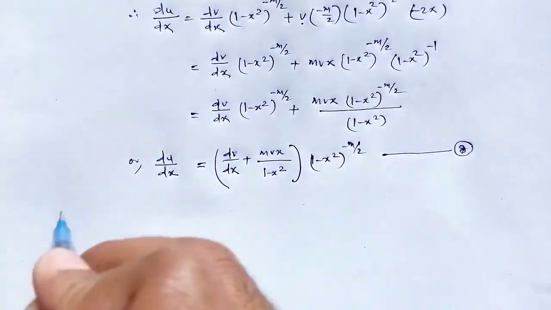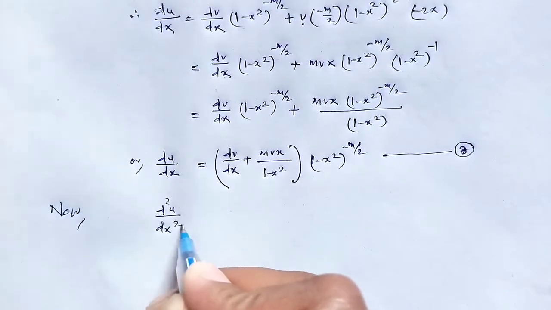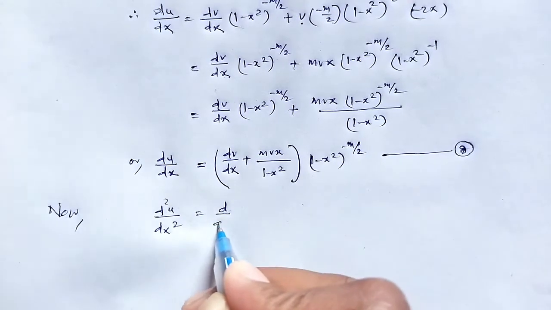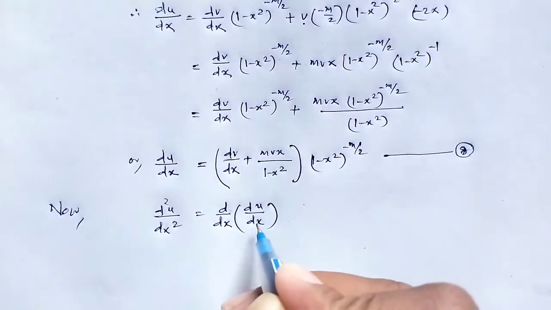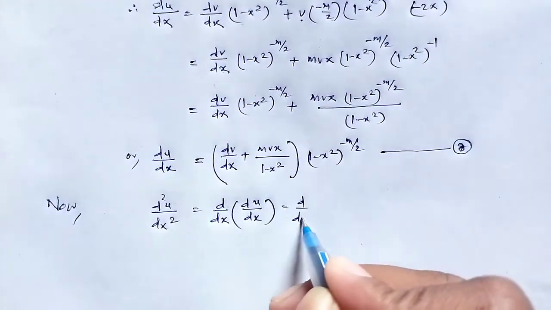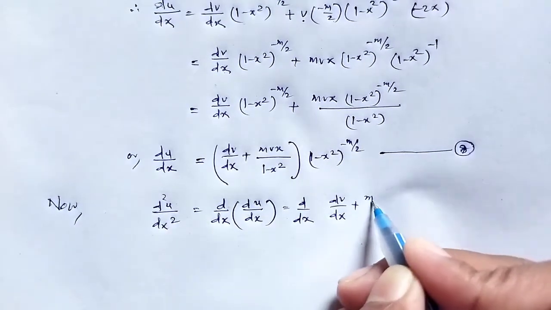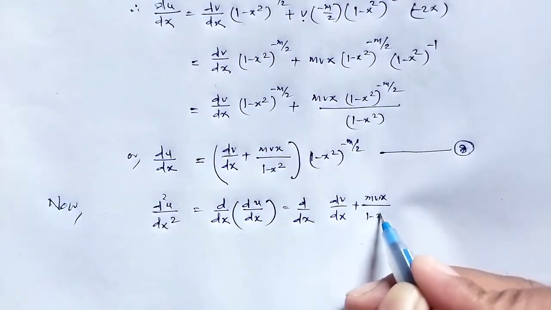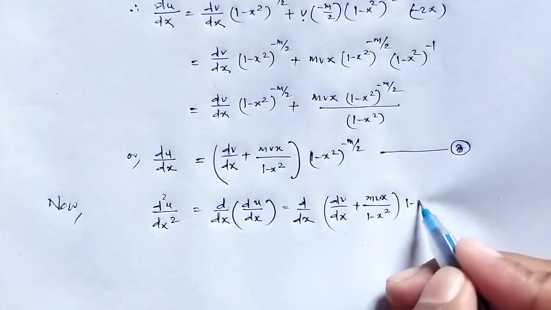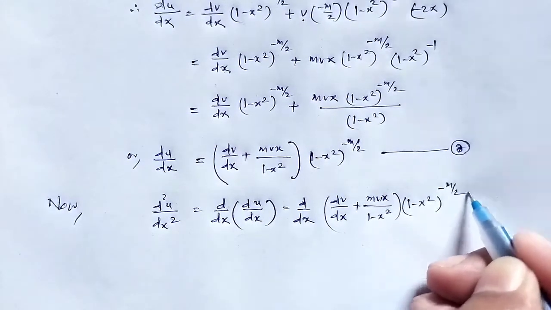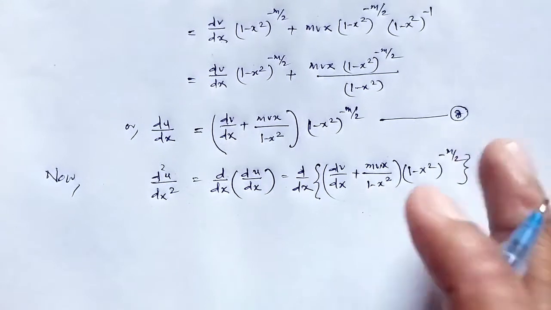Now d²u/dx² is equal to d/dx of du/dx. That means d/dx of, in place of du/dx, dv/dx plus mvx/(1 − x²), times (1 − x²)^(−m/2). Here we put in the value of du/dx.